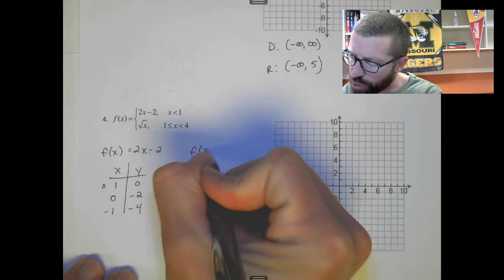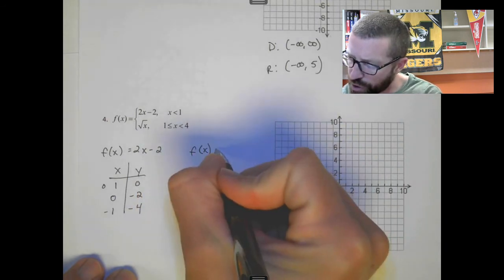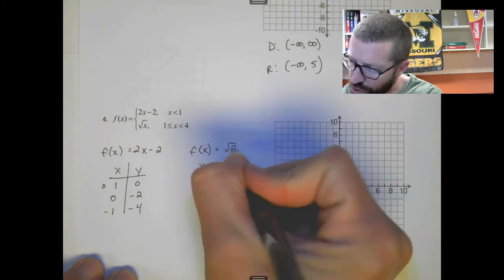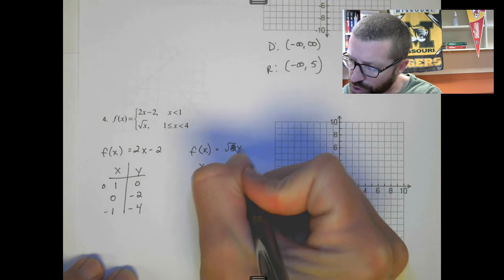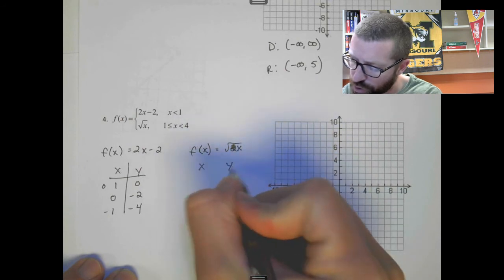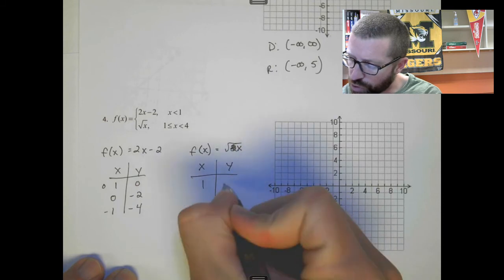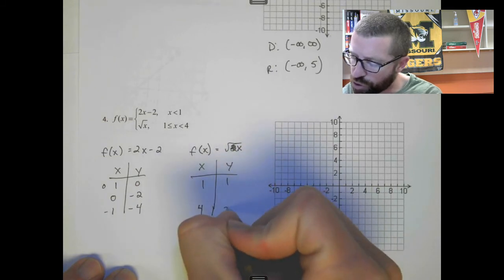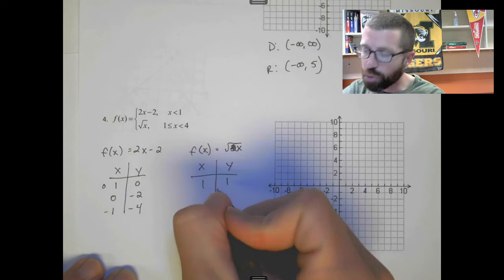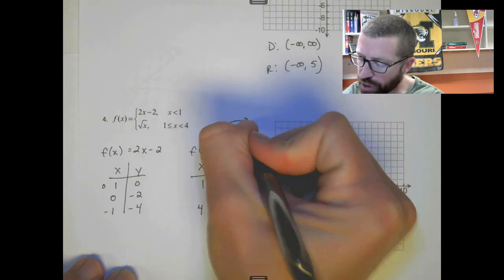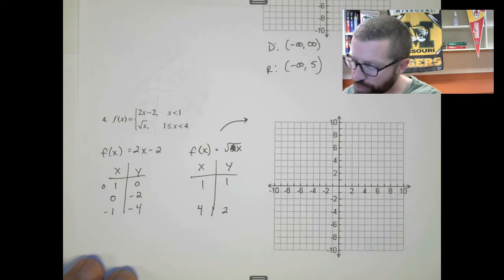Okay, and then the square root, that's a little bit tricky to plug in. Whoops, not 2x, square root of x. And so we have 1 and 4. Square root of 1 is 1, square root of 4 is 2. And we can find these other points here. Or you might remember that the square root curve just looks something like this, and you can sketch it in.